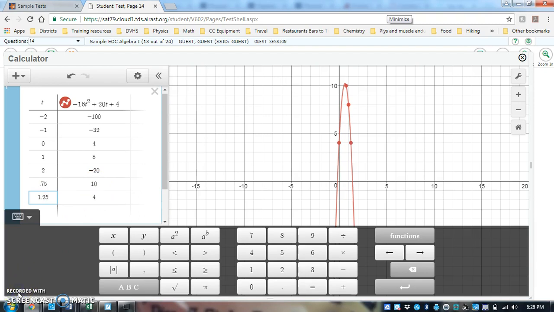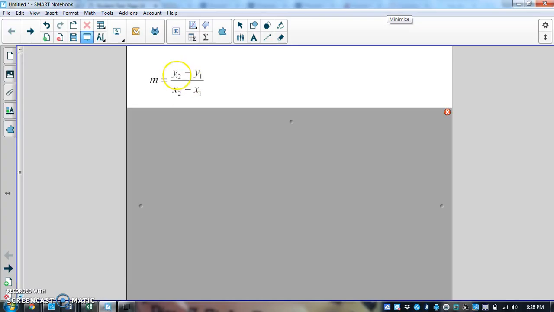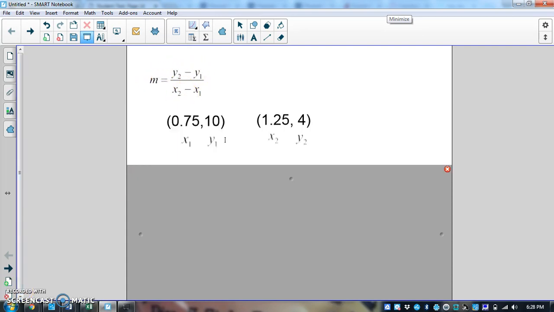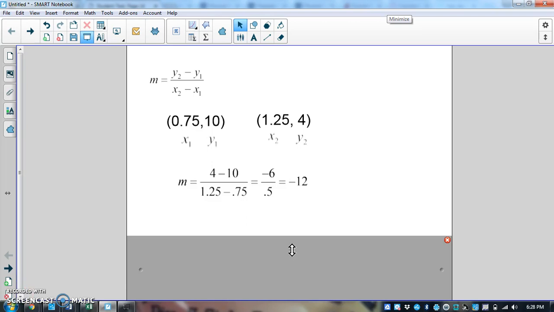The key takeaway from this table, and to remember, is that when we're asked for rate of change, we're basically asking for slope. We see that from the points brought up, we're going to have a negative slope, or decreasing. So our slope formula, m is equal to y2 minus y1 over x2 minus x1. These are our ordered pairs from the graph, labeled x1, y1, and x2, y2. And when we plug them into the formula, we get 4 minus 10 over 1.25 minus 0.75. That's equal to negative 6 divided by 0.5, which is equal to negative 12. So our rate of change here is negative 12.